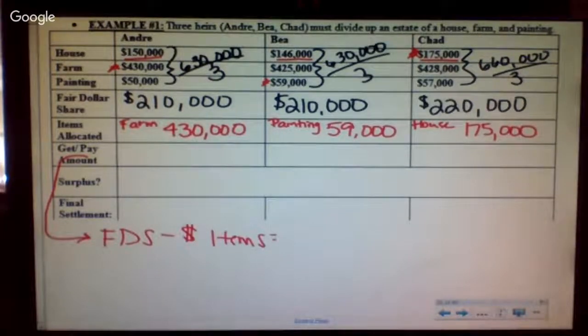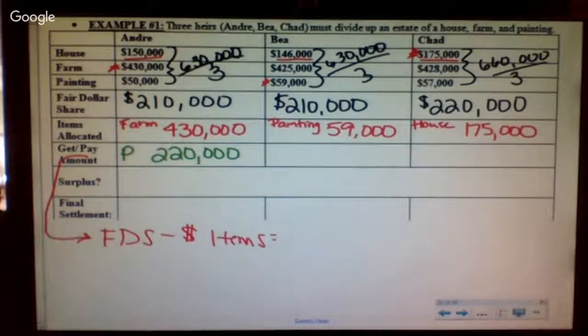So this means that Andre needs to pay the difference because it came out to be negative. He should have only gotten an item worth $210,000. He got something worth way more. So he has to shell out the extra money to keep that farm. Okay?